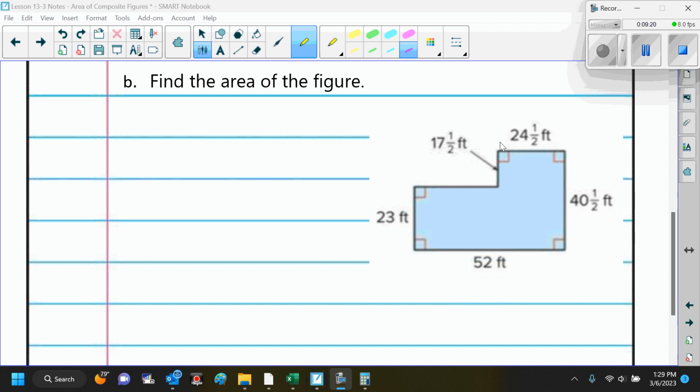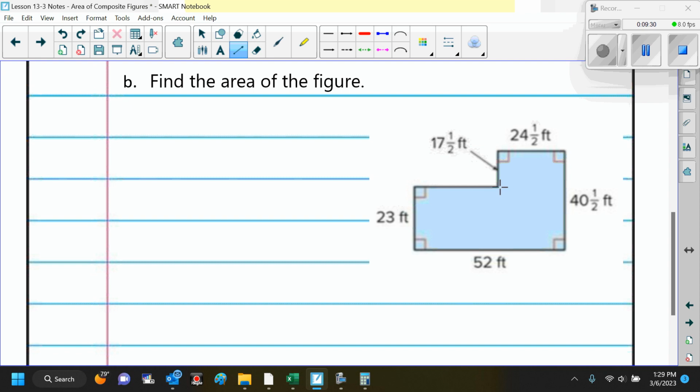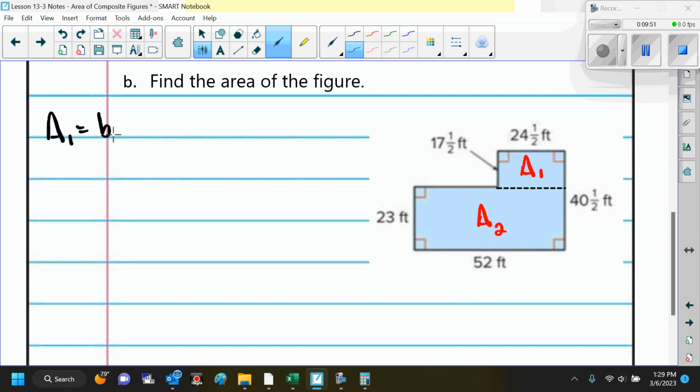So we want to find the area of this composite figure. So the first thing I'm going to do is split it up. So I'm going to go ahead and do straight across again. I'm going to call this area 1 and call this area 2. Okay? Now, again, they are rectangles. So area 1 is equal to base times height, and area 2 is equal to base times height.